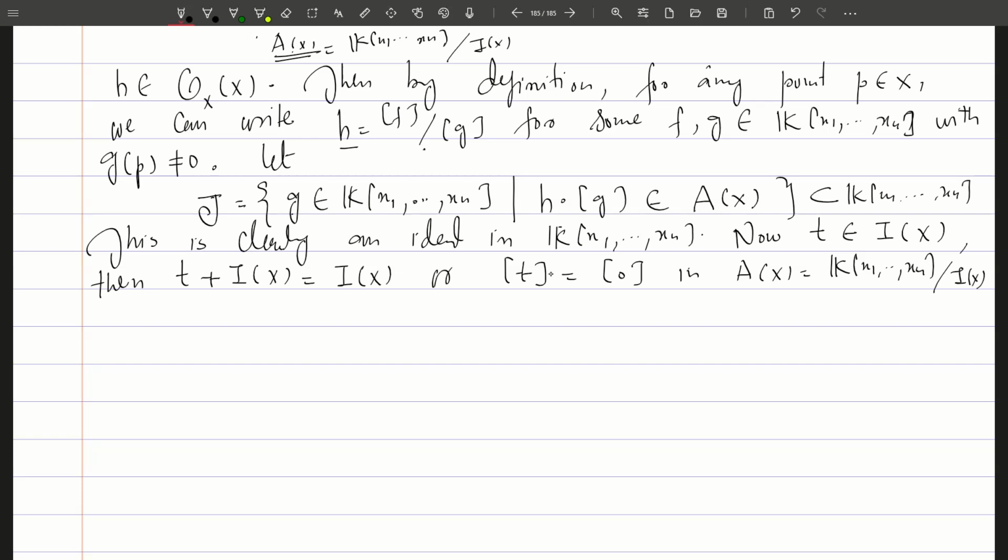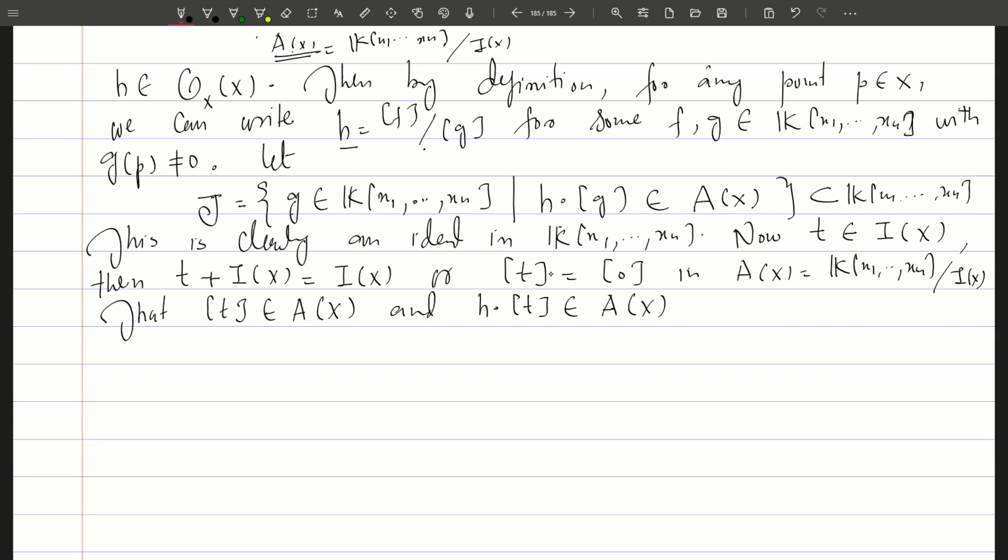So now T being the same as the class of 0, and 0 being an element of Ax, this means that the class of T is an element of Ax. So the class of T belongs to Ax. Now, if this is the case, so is the element H dot class of T, and hence H dot class of T is also an element of Ax.